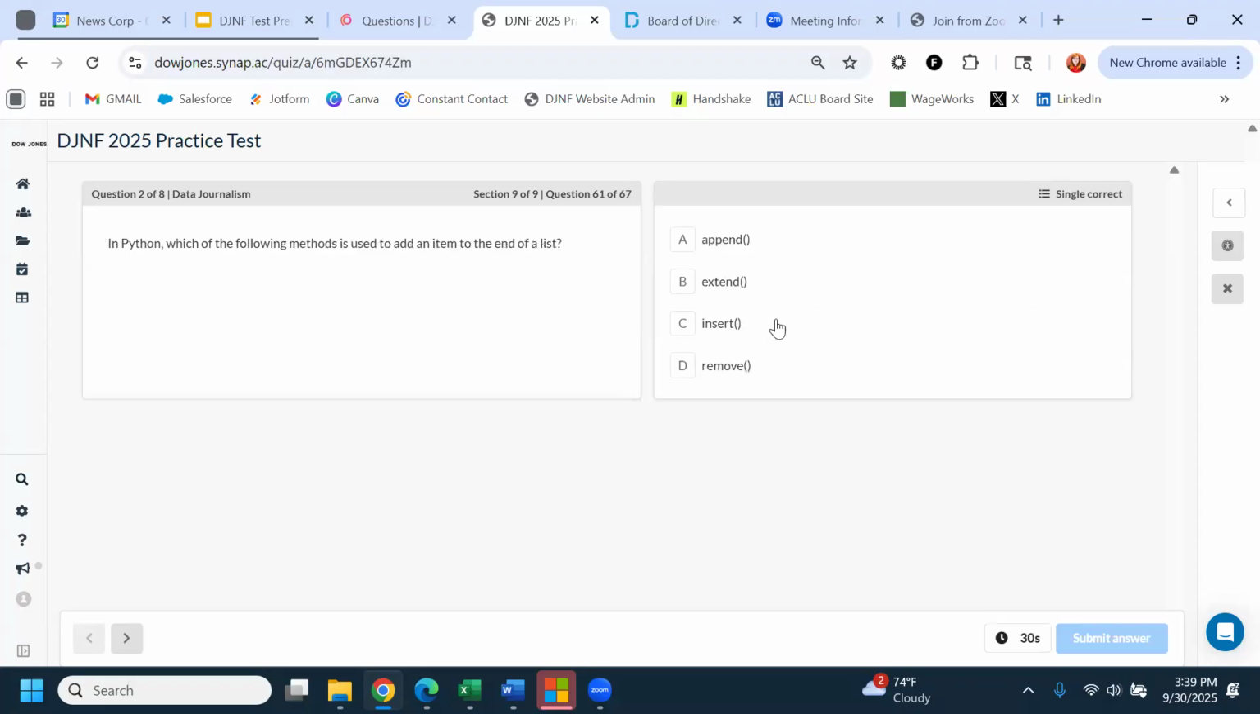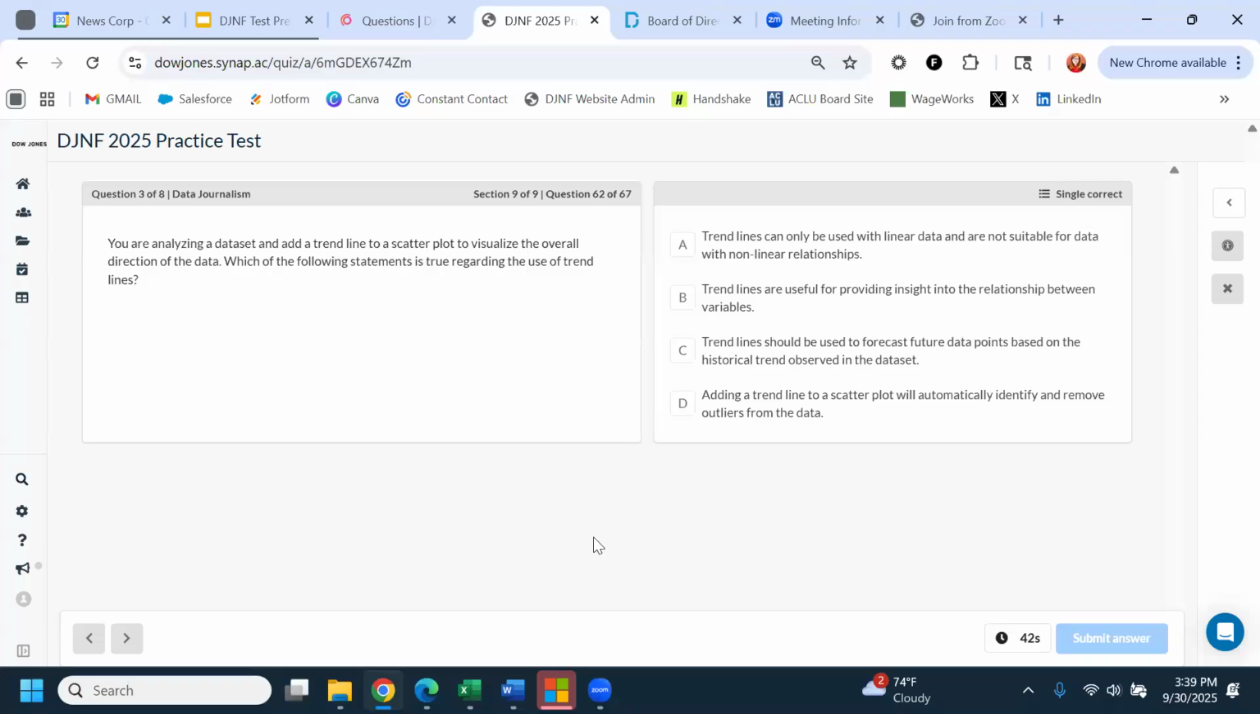Nope, we're out of time. It was federal agencies have 20 days. In Python, which of the following methods is used to add an item to the end of a list? It is append.